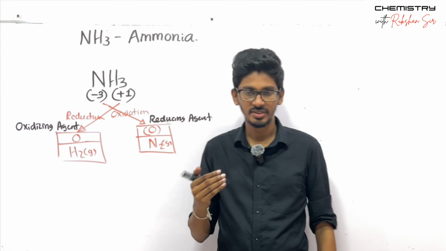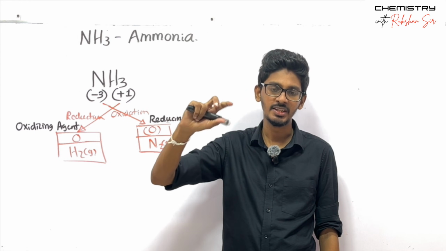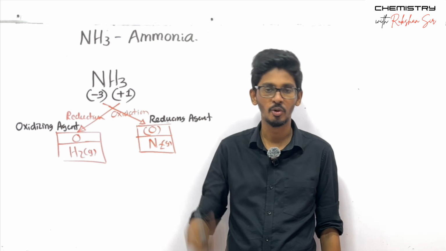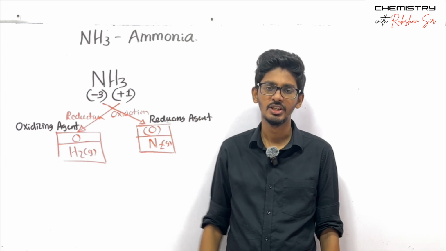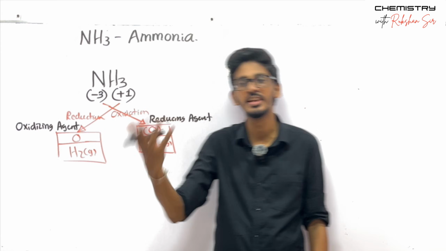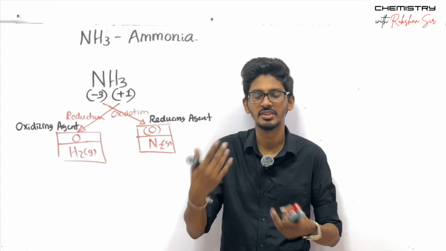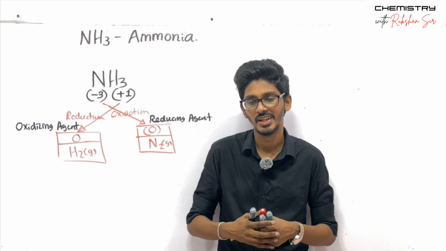Then we know ammonia is a kind of base. When you react ammonia with water, it will hydrolyze to produce some OH minus. So ammonia can act as a base. If it is a base, it will definitely react with acids, showing its basic properties. So we have to discuss the reactions with acids, as ammonia is a kind of base.